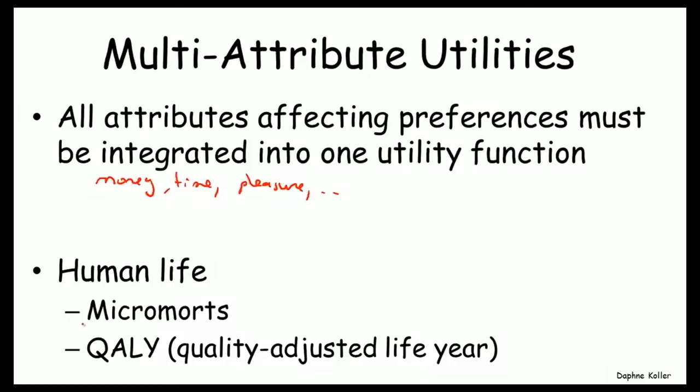What seems like a better strategy in general is this notion of a micromort, which is a 1 in a million chance of death. And so one puts the risk explicitly into the utility function. And so what is a 1 in a million chance of death worth?